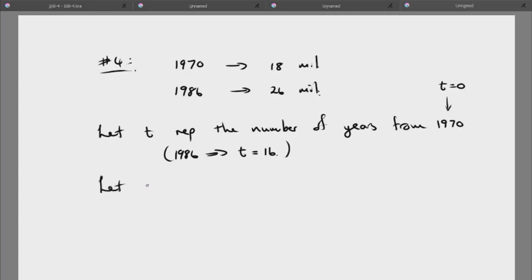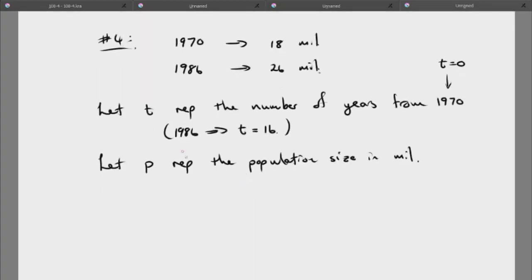And what shall we use for the population? Let's use a p. Let that represent the population size, and I'm going to count that in millions. So I can then have just p equal to 18, p equal to 26. And the numbers are nice, 16, 18. They're sort of the same size. It's easier to work with in that case. But you don't have to do it this way. It's just for convenience. Then we've established that the population size is the output, so P equals MT plus B.